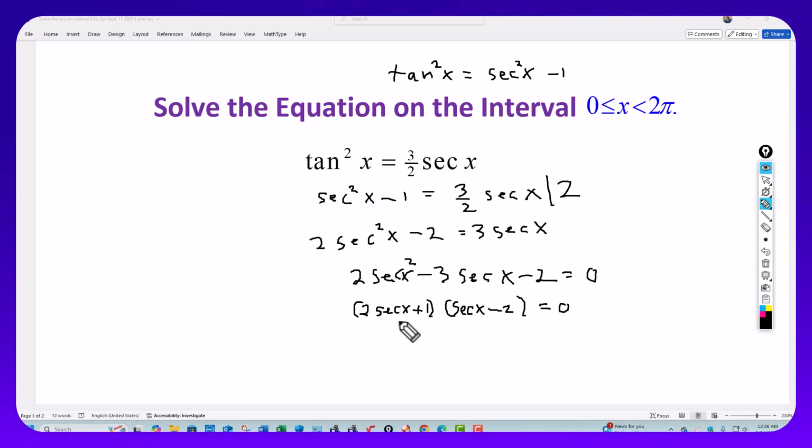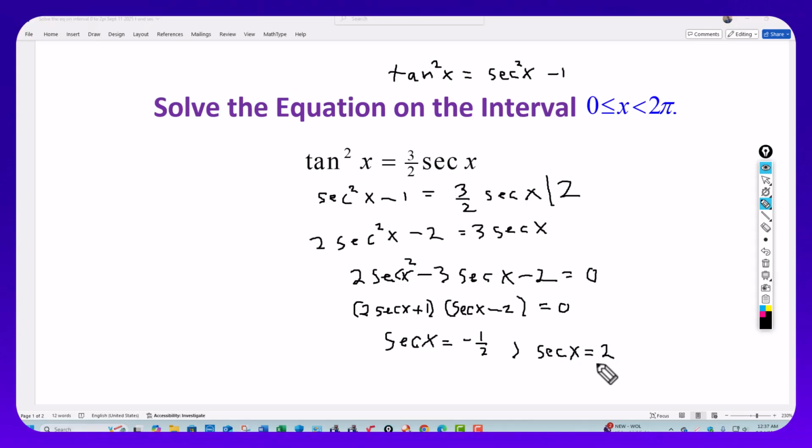So it checks out. So once you have the product of two factors equal to 0, you set each factor equal to 0. So if I set this factor equal to 0, I get 2 secant of x plus 1 equal to 0. Take the 1 over and divide by 2. So from this equation, I get secant of x is equal to minus 1/2. And from this one, secant of x minus 2 equal to 0, because we have a product equal to 0, so one factor can be 0, or they both can be 0. Adding 2 to both sides, I get secant of x equal to 2. So you get two equations.